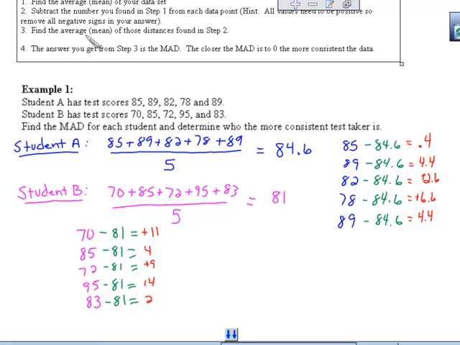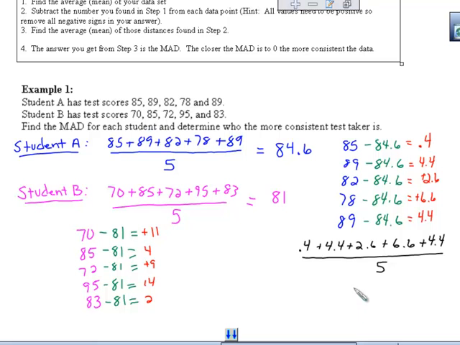Step 3. Find the average or the mean of the distances found in step 2. Here are my distances in step 2. Okay, so I have to find their means. Start with student A. I'm going to do 0.4 plus 4.4 plus 2.6 plus 6.6 plus 4.4, all divided by 1, 2, 3, 4, 5.